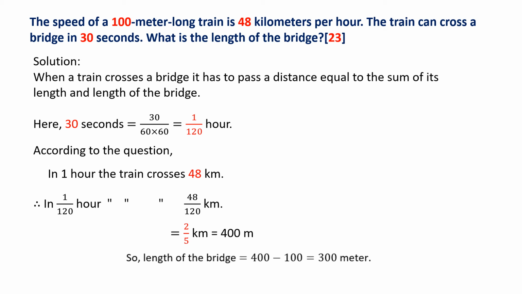If you do not understand this, I suggest you pause the video to review the previous slide that shows you what happens when a train passes a bridge. So in this case it is 400 minus 100 equals 300 meters.